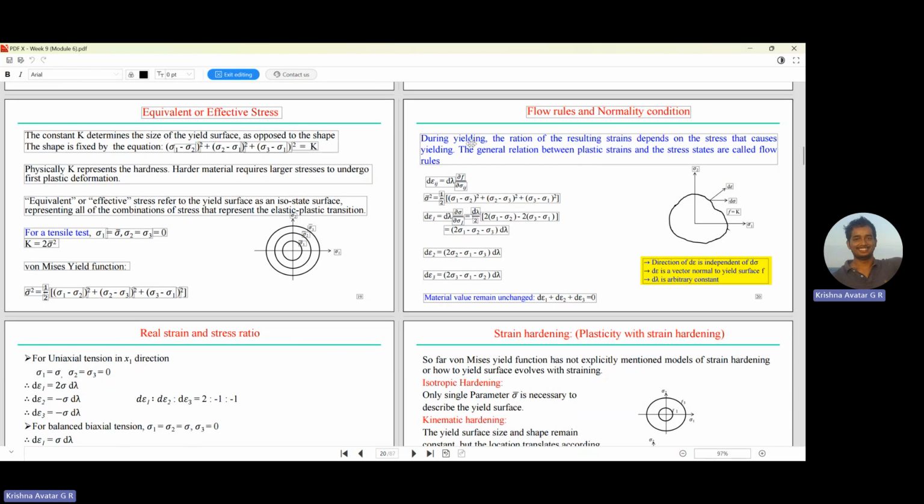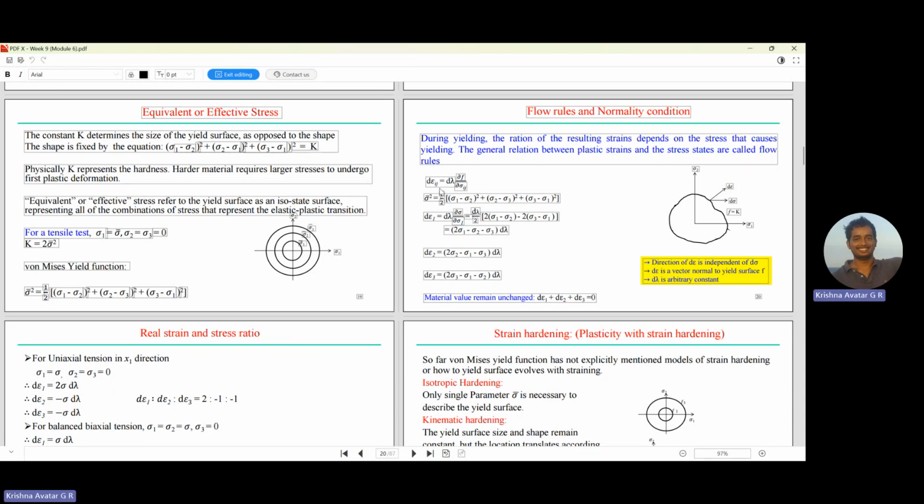Now we come to the flow rules and normality condition. During yielding, the ratio of the resulting strains depends on the stress that causes yielding. The general relation between plastic strains and the stress rates is called the flow rule. So d epsilon ij is equal to d lambda partial f by partial sigma ij, and this is our sigma bar squared.